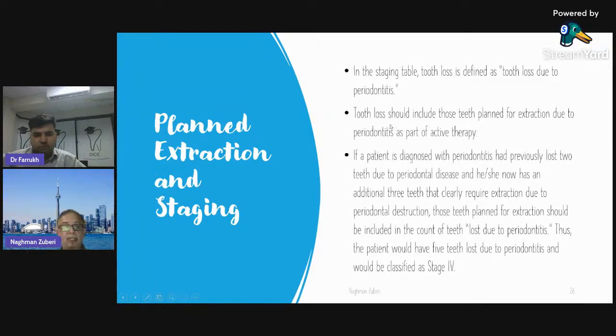in this periodontal classification. If a patient is diagnosed with periodontitis, had previously lost two teeth due to periodontal disease, and they have an additional three teeth that clearly require extraction due to periodontal destruction, those teeth planned for extraction should be included in the count of teeth, as I told you, lost due to periodontitis. Thus, the patient would have five teeth lost due to periodontitis, and they are going to be classified in stage 4.